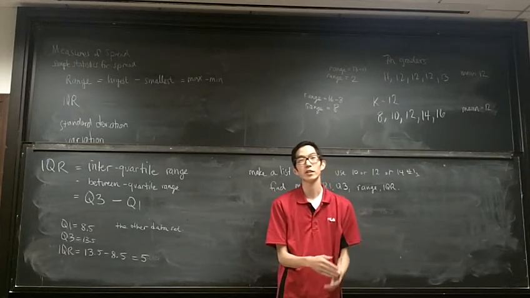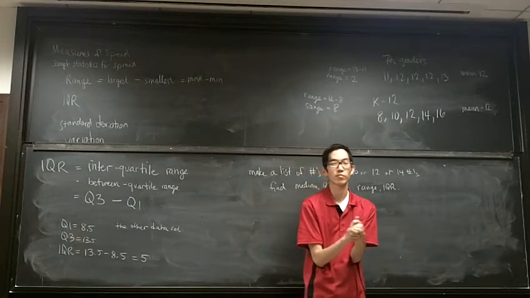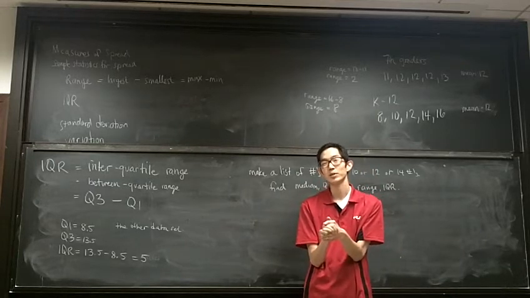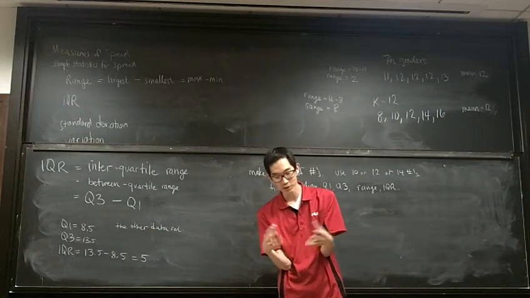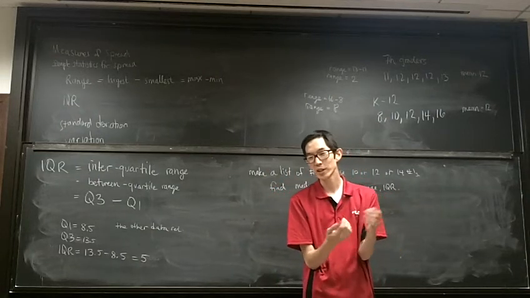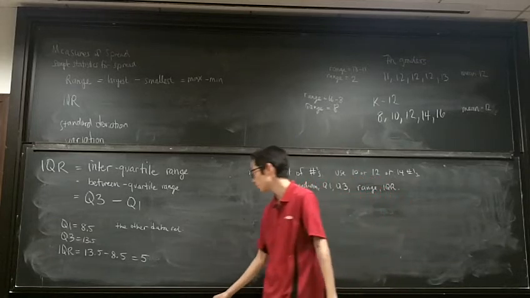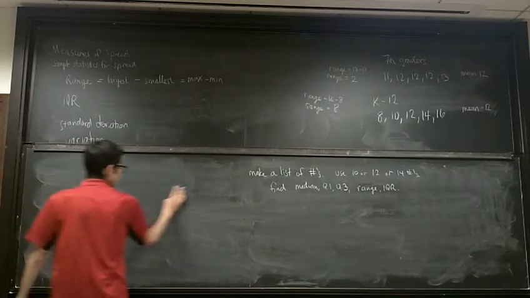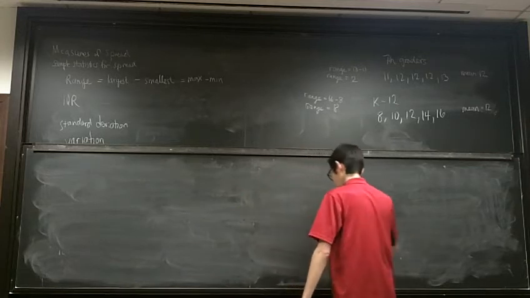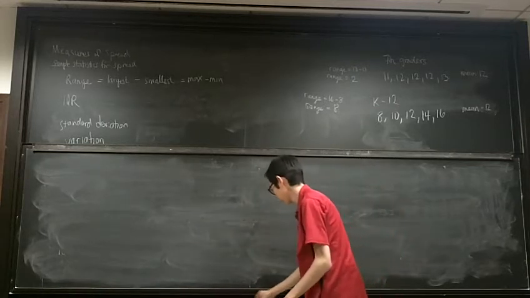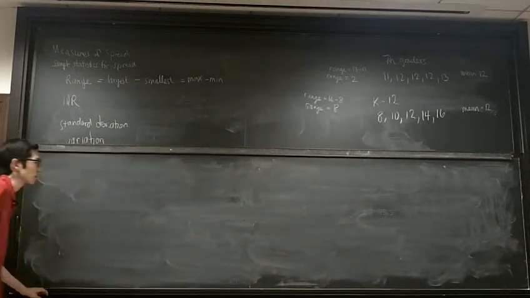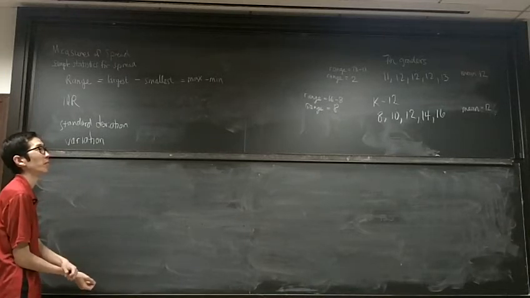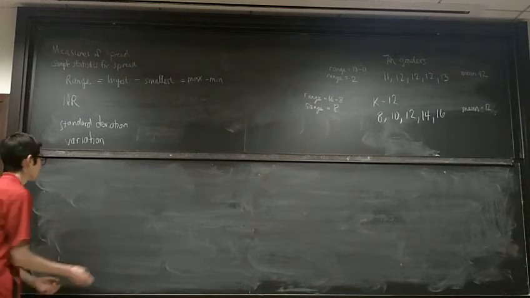Let's think here. I'm just trying to think of some examples. So I'll give you two groups, and just in your mind, think of which group might have more spread or less spread than the other. All right, so which has more spread?